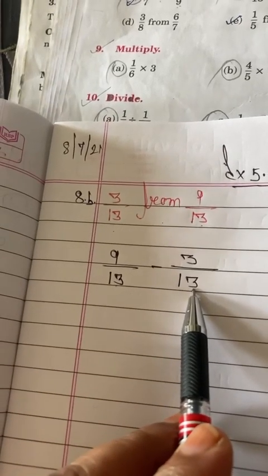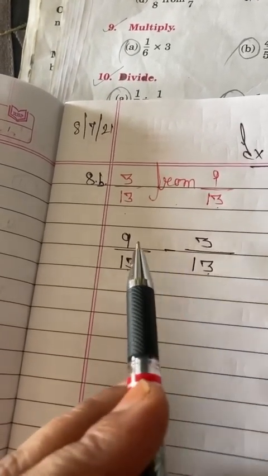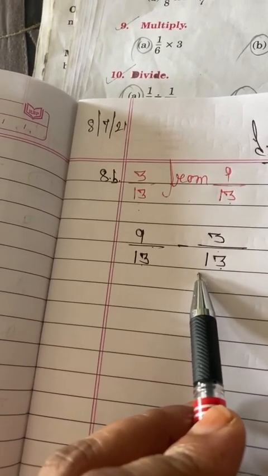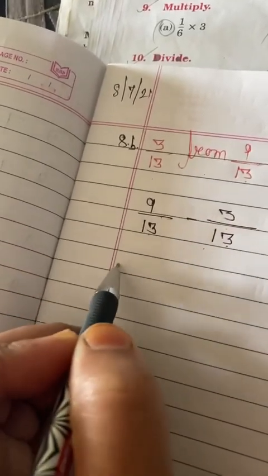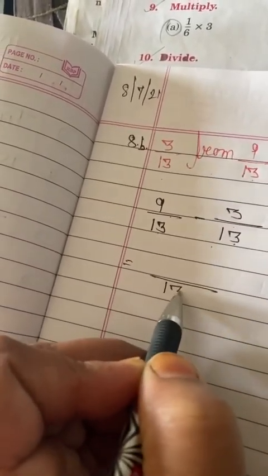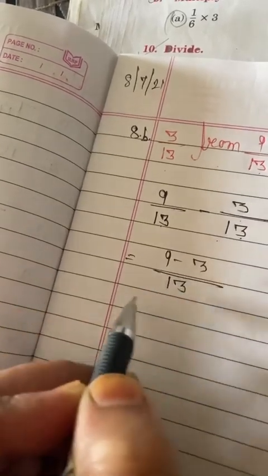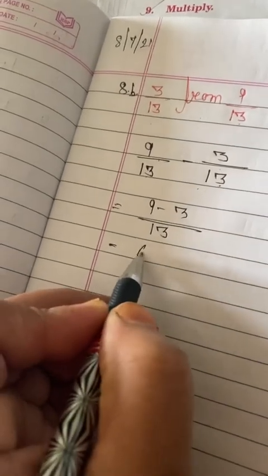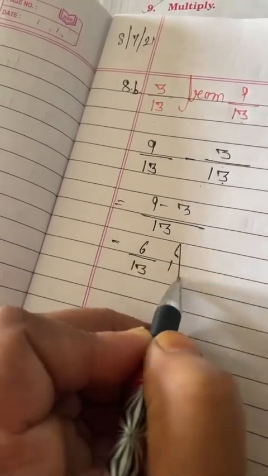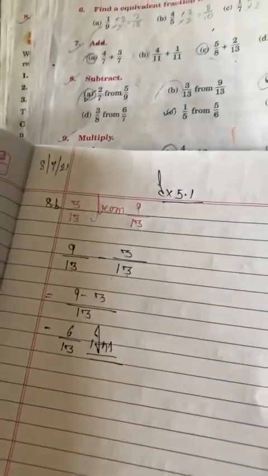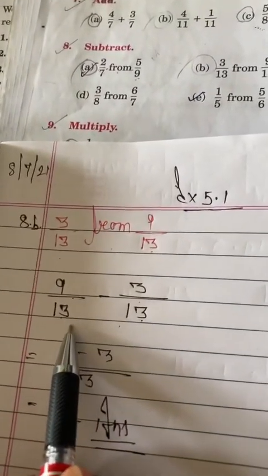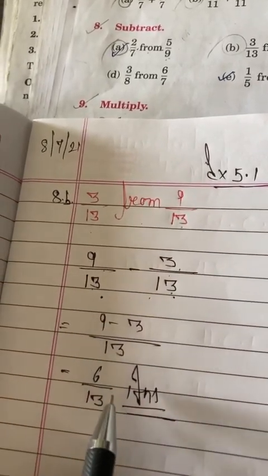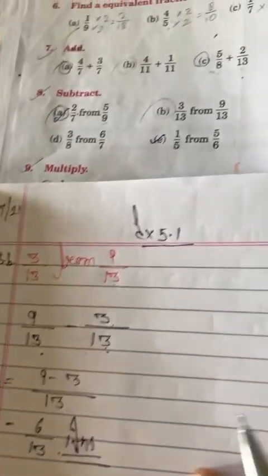Then what will we subtract? How will we solve it? We will subtract the numerators and keep the denominator the same. That means 9 minus 3 is equal to 6. What will our answer be? 6 by 13 is our answer. Okay children, if the denominator is the same, we will subtract the numerators and keep the denominator the same. Now come to the next question.